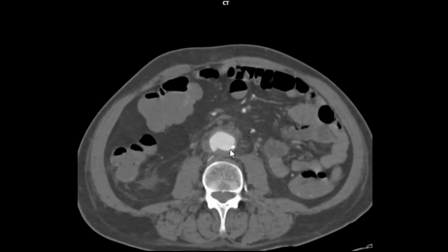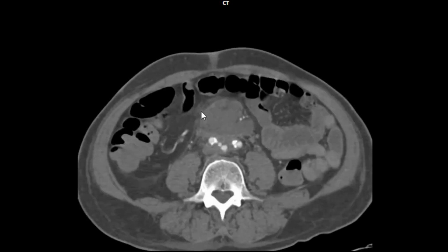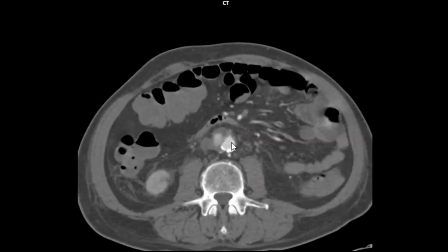Here we have some irregular contour of the aorta and a lot of soft tissue density here with some fatty stranding around it. This is an example of an aortic mycotic aneurysm.